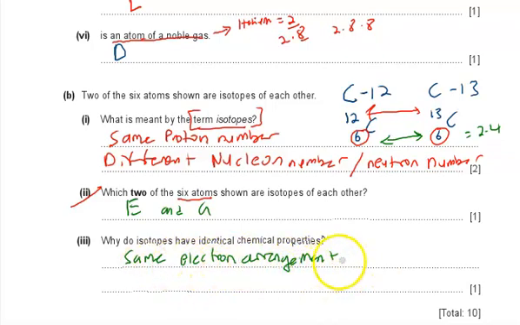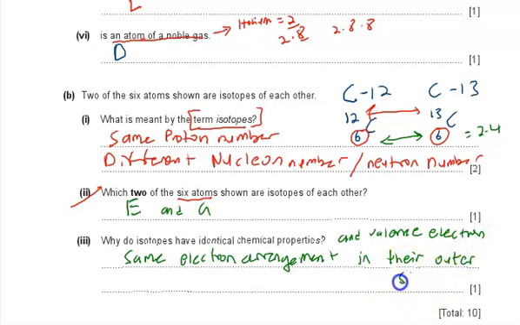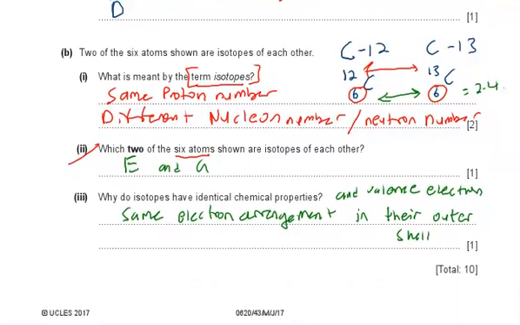Okay, so they have the same electron arrangement and valence electrons. You can add on here valence electrons in their outer shell. Okay, in the outer shell. So okay, I hope you can understand this. So the total marks for this one will be about 10 marks. Okay, so let us move to the second question here.